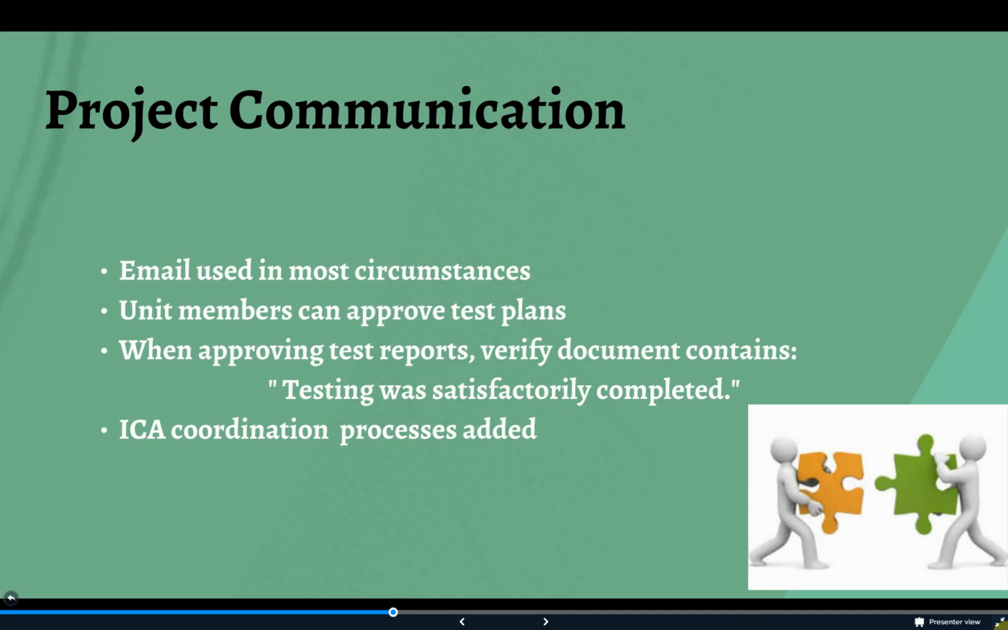Another manual update was to clarify that engineering unit members can now approve test plans, rather than providing a recommendation with the project administrator approving as was done in the past. The thing to remember from this change is that when testing has been completed, test reports must contain the statement, "Testing was satisfactorily completed," assuming that it was.